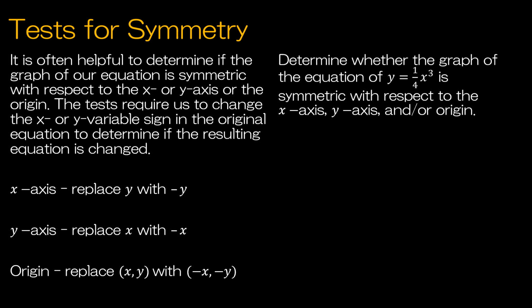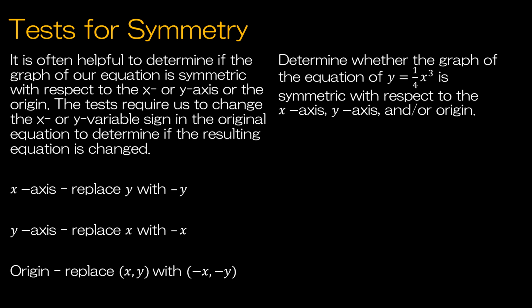And the tests are found by, for the x-axis, we replace y with negative y. So if we replace y with negative y and the resulting equation is unchanged, then we know that the graph is symmetric to the x-axis. Same thing with the y-axis. If we replace x with negative x and the equation is unchanged, it's then symmetric to the y-axis.